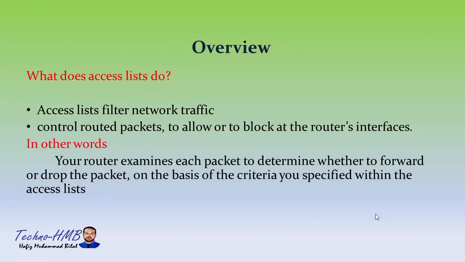In the overview, what does an access list do? Access lists filter network traffic, controlling routed packets to allow or block at the router interfaces. In other words, your router examines each packet to determine whether to forward or drop the packet on the basis of criteria you specified within the access lists.